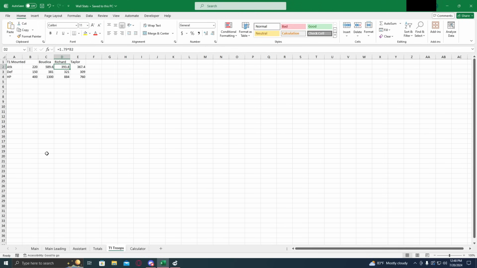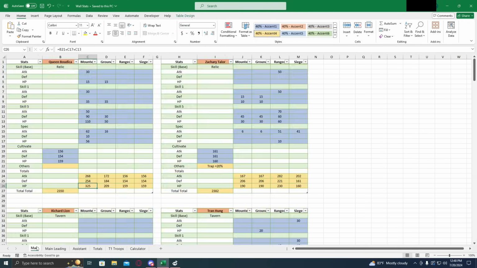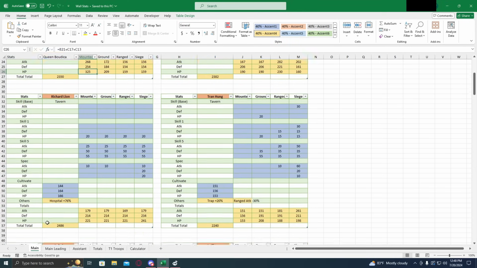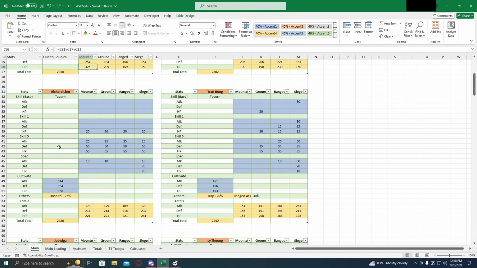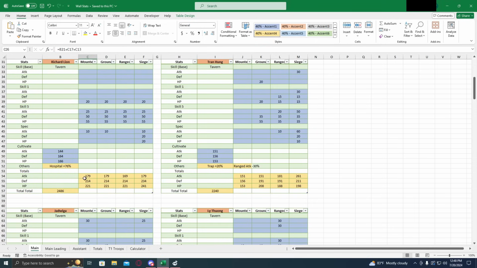Because Richard has very nice buffs across the board. If we look at Richard the Lionheart, we can see that he buffs pretty much every single troop type. And the stats aren't super high for any of them, but he buffs all of them. And that gives him a very high total.